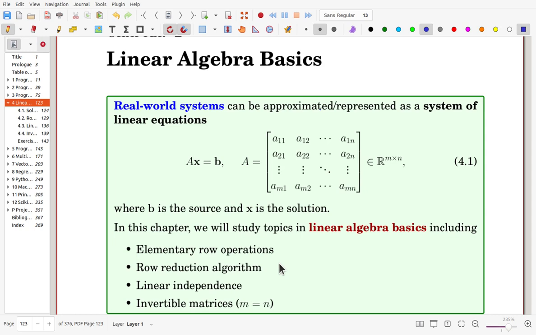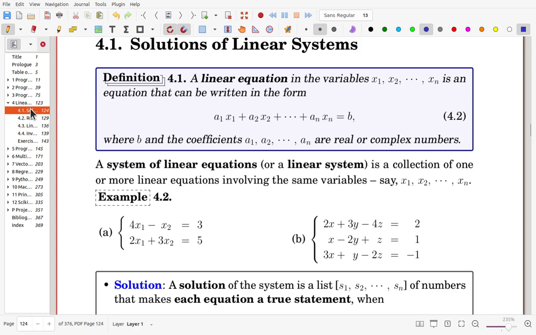invertible matrices. In the last chapter, we studied programming with calculus. Calculus and linear algebra are two major topics you have to understand well if you want to be a good programmer. Okay, let's go to section 4.1, Solutions of Linear Systems.